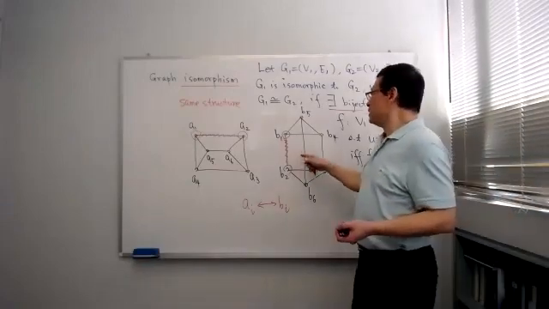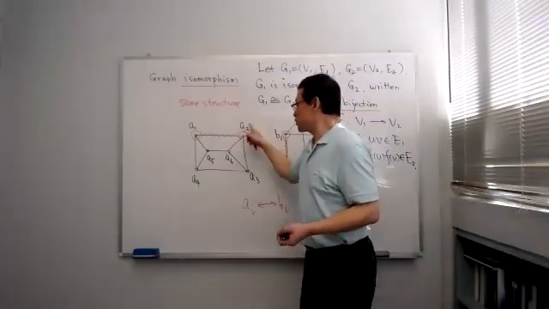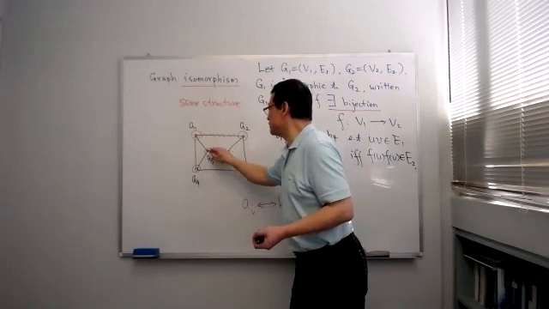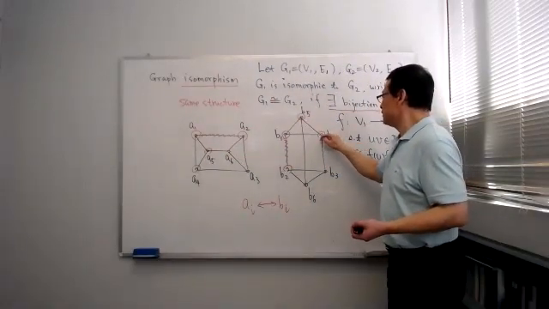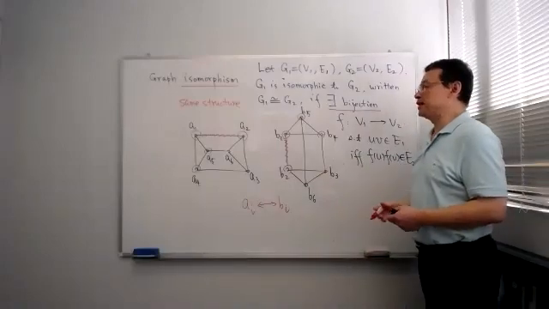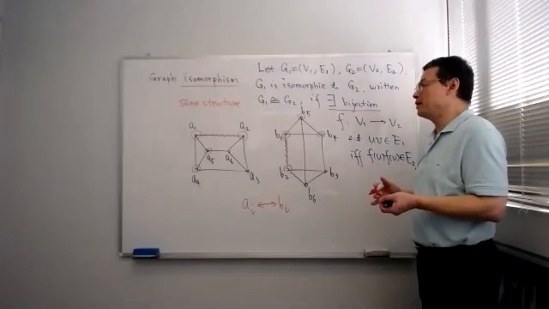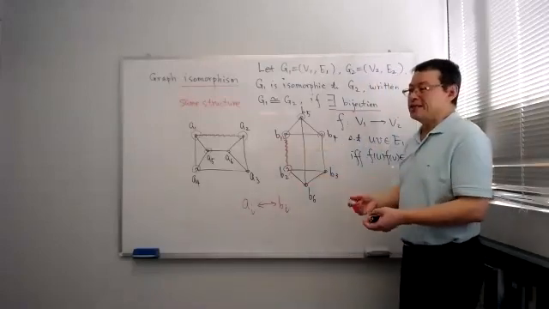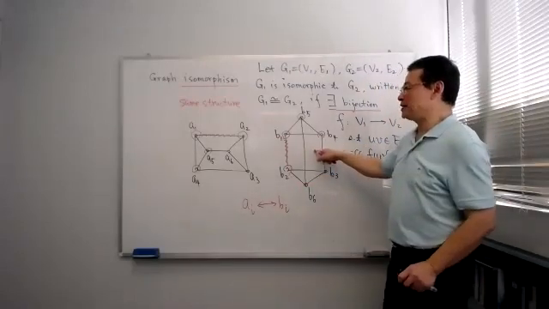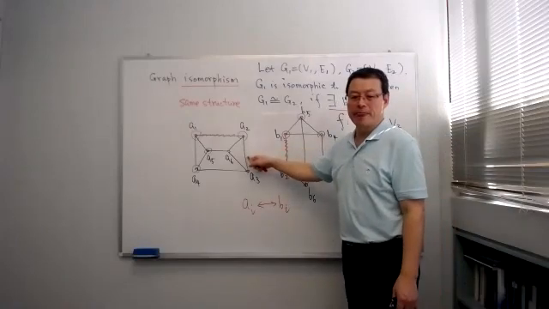For this one, A is adjacent to 2, 4, 5, these three. Here, B is also adjacent to three vertices. So they really have exactly the same structure. In object representation, that means there is another way of drawing this one, and it's not exactly the same as this one.